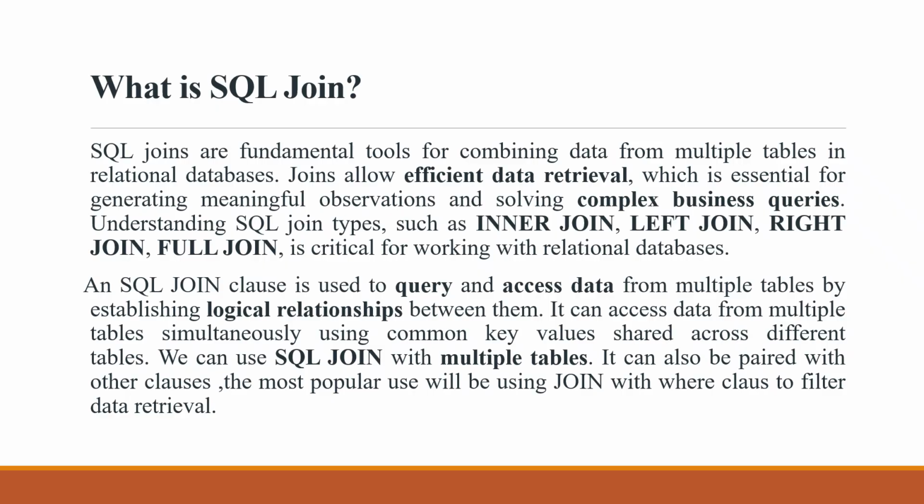database. An SQL join clause is used to query and access data from multiple tables by establishing a logical relationship between them. It can access data from multiple tables simultaneously using common key values shared across different tables. We can also use join with multiple tables. It can also be paired with other clauses. The most popular use is using join with the where clause to filter data retrieval.